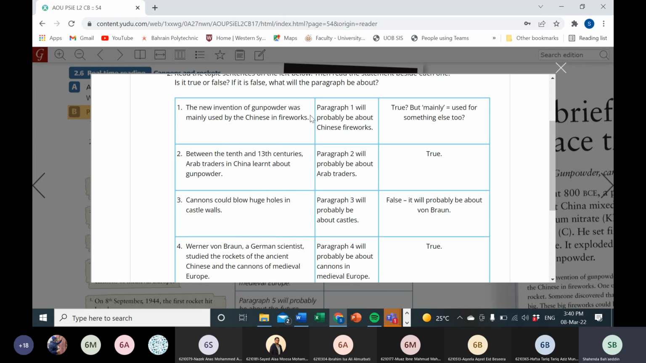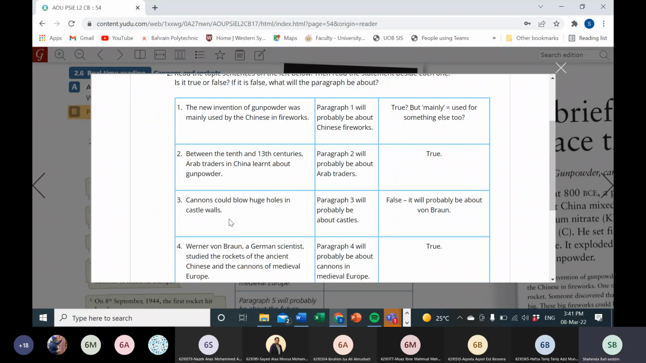The new invention of gunpowder was mainly used by the Chinese in fireworks. This is paragraph 1. Paragraph 1 will probably be about Chinese fireworks. This is true, but it was mainly used for something else too. What about paragraph 2? Between the 10th and the 13th centuries, Arab traders in China learned about gunpowder. So this means that paragraph 2 will probably be about Arab traders. Yes, this is also true.